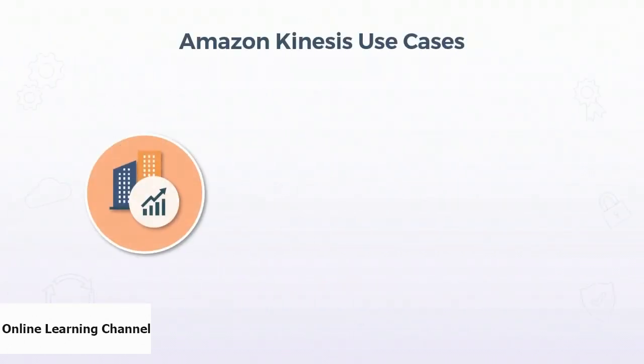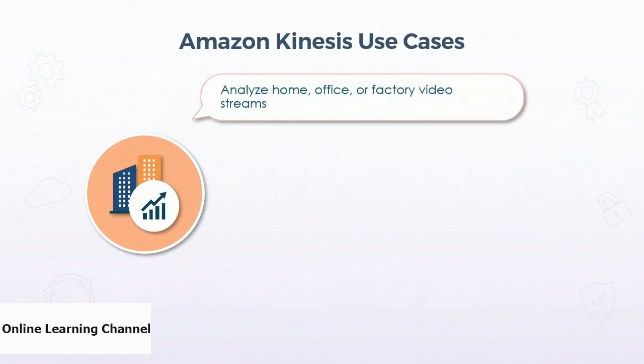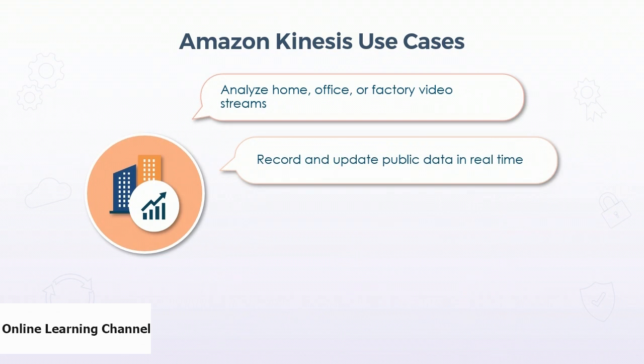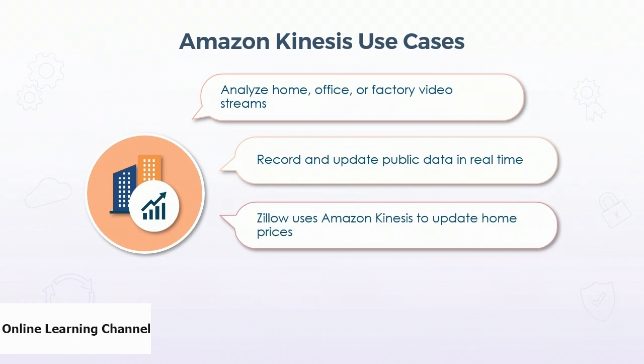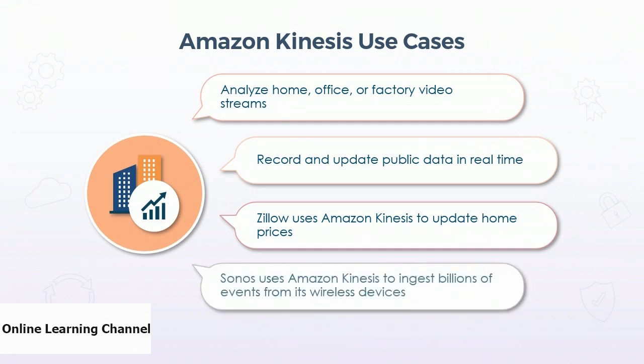Now let us look at some of the use cases of Amazon Kinesis. Kinesis is very useful in the real world for analyzing video streams coming from camera devices that are located in homes, offices, or in factories for monitoring, face detection, and other machine learning applications. Kinesis allows companies to record public data in real time and update their online databases such as Zillow that uses public data to update home values in real time, thereby making sure that its users get the most up-to-date estimates when they're browsing the Zillow website. Sonos uses Amazon Kinesis to ingest billions of events from its wireless devices and analyze it to deliver a better audio and listening experience to its customers.